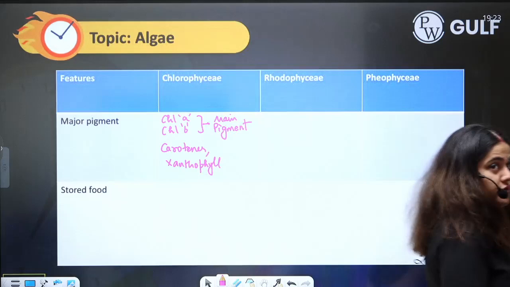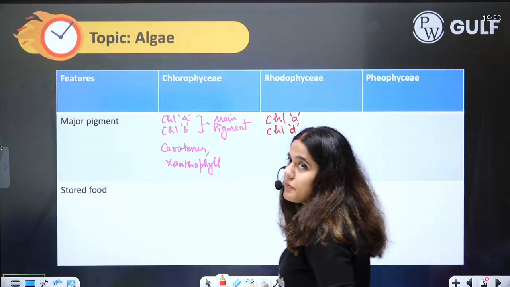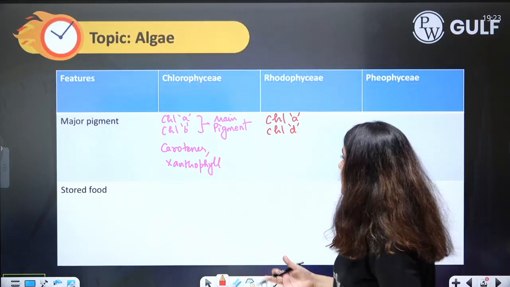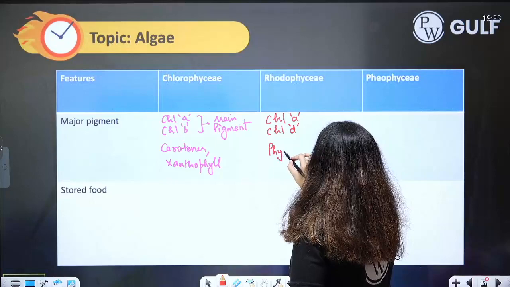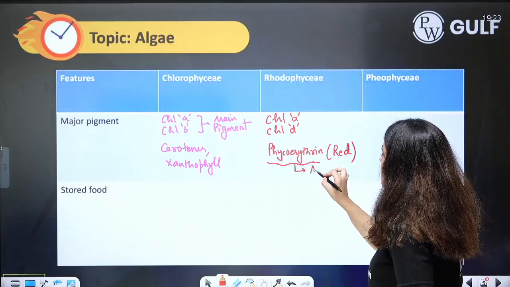Let's talk about Rhodophyceae. They have chlorophyll a and chlorophyll d, but they are not the dominant pigments, because if they were, the algae would appear green. They have a special pigment known as phycoerythrin, which is a red pigment, and this is the main pigment.